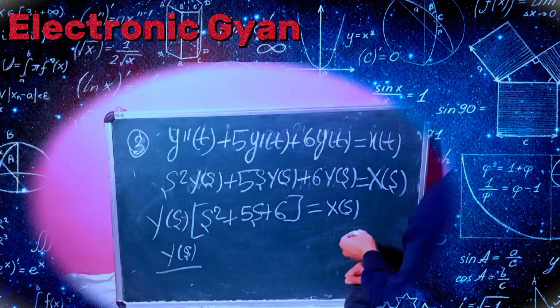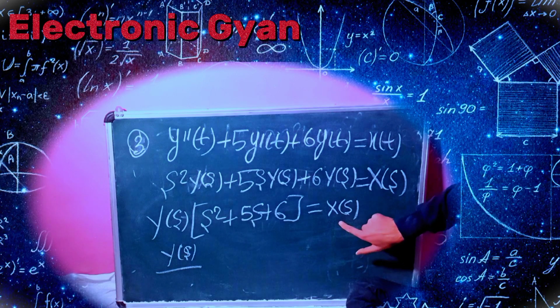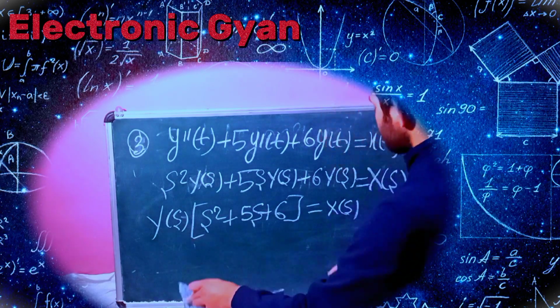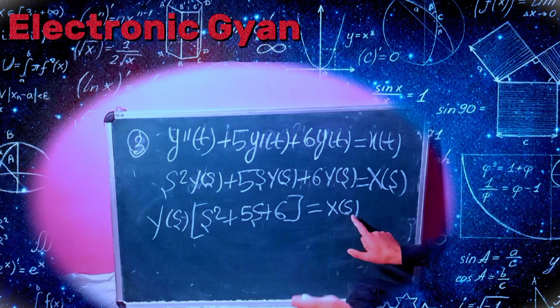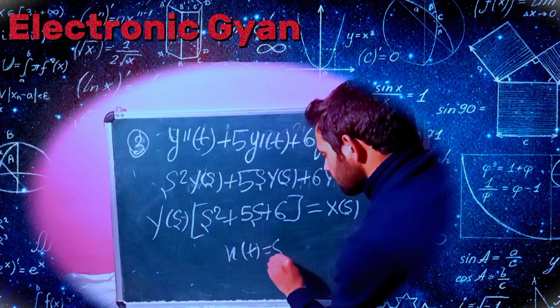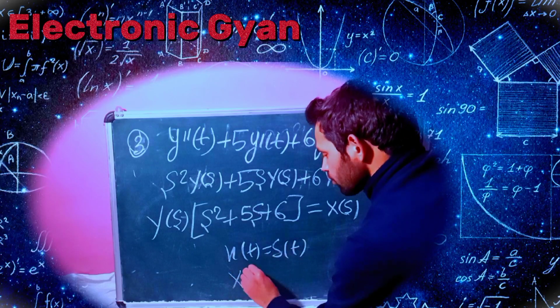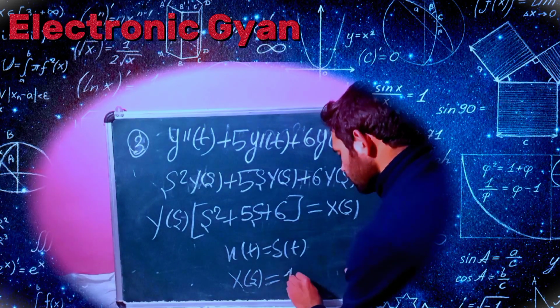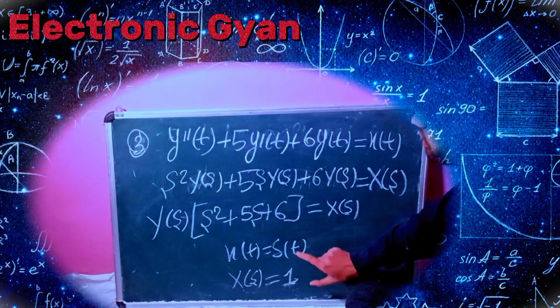If you see here, the input I am taking as impulse. If you see impulse response, I am taking x of t as delta of t. Then my x of s is nothing but 1, because the Laplace transform of impulse is nothing but 1.